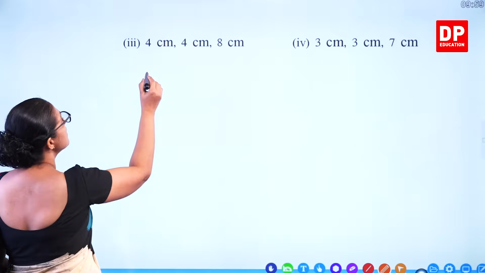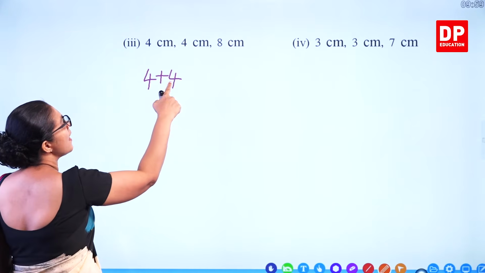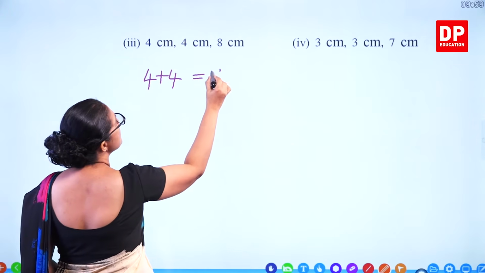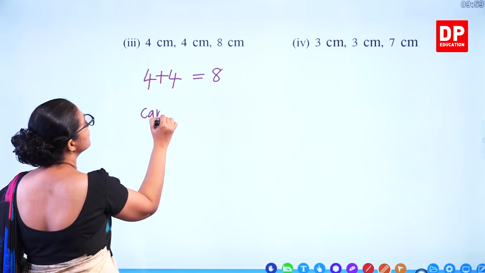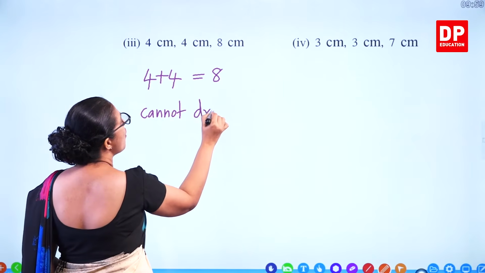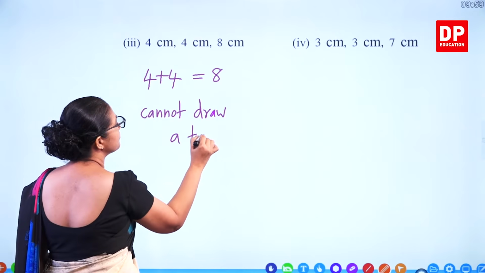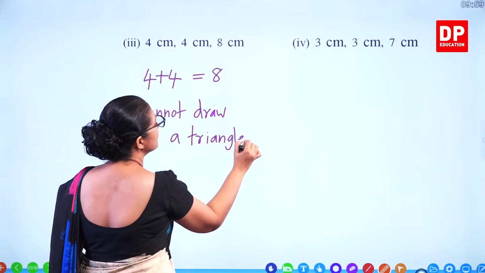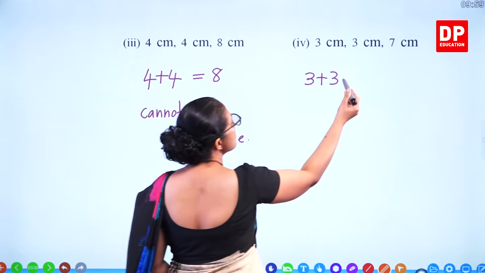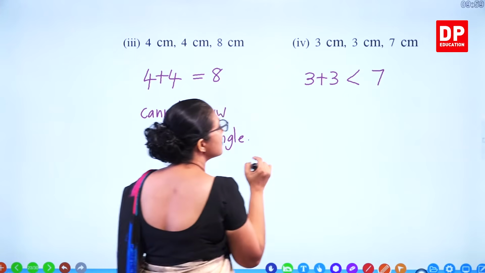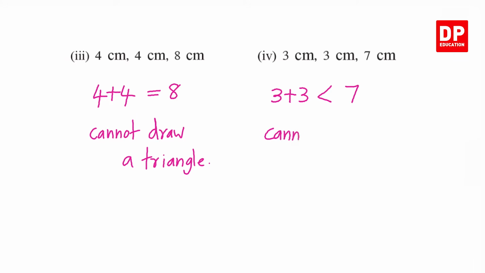4, 4, 8. We'll check 4 plus 4. That equals 8. Not greater than 8. So we cannot draw a triangle. What about this one? 3, 3, 7. 3 plus 3 is 6. 6 is less than 7. So we cannot draw a triangle.